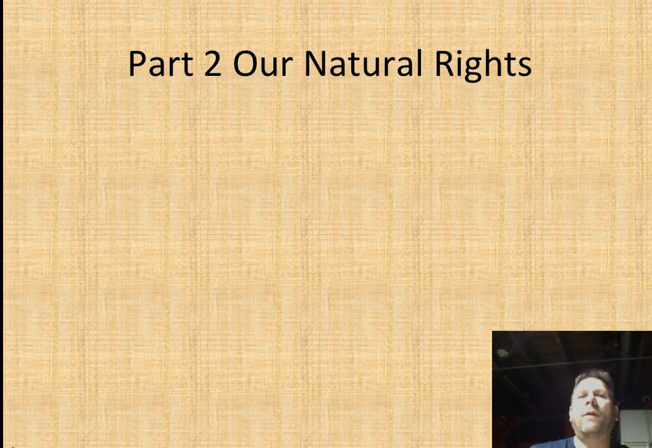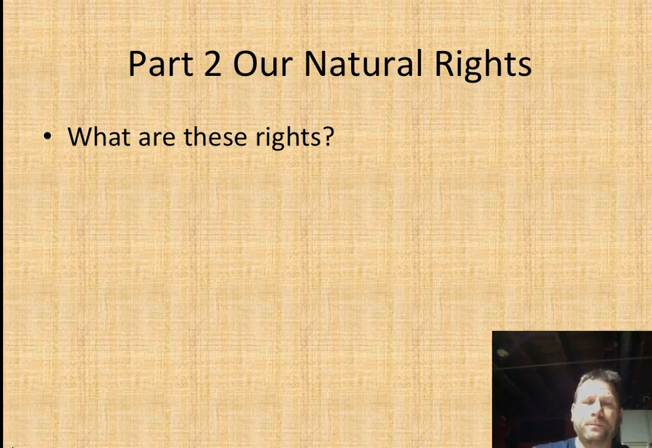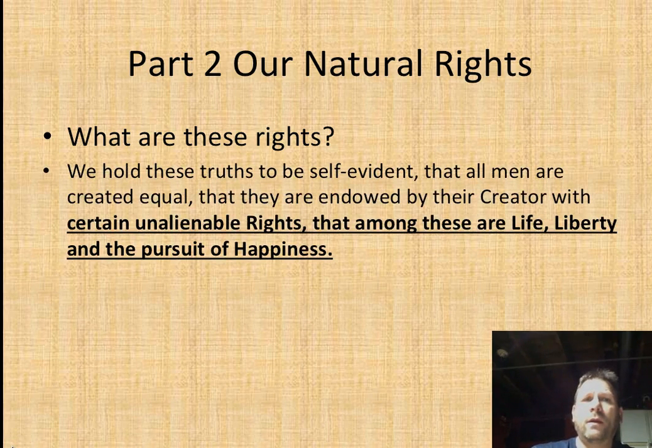Part 2 of the Declaration deals with our natural rights. What are these rights? We've discussed these in class already. The Declaration says, we hold these truths to be self-evident, that all men are created equal, and that they are endowed. That means they're given these rights by their Creator, God. We're talking about a religious country with religious forefathers, guys, with certain unalienable rights.